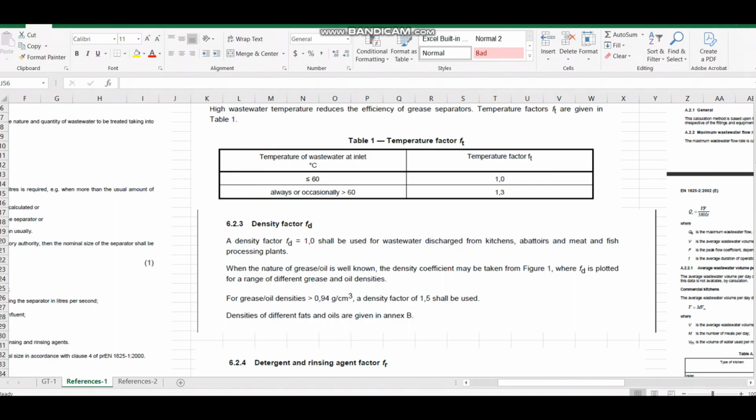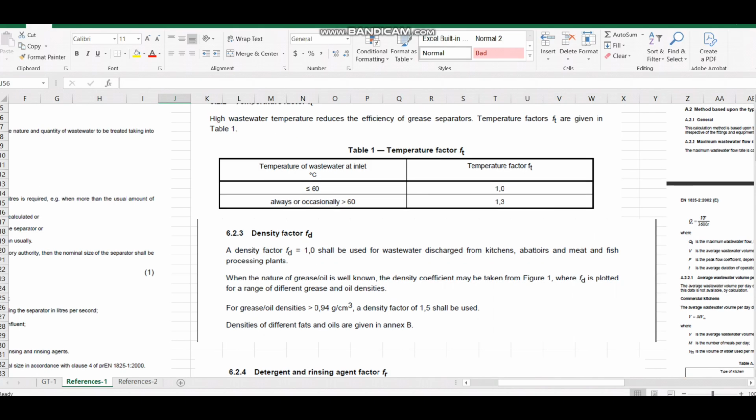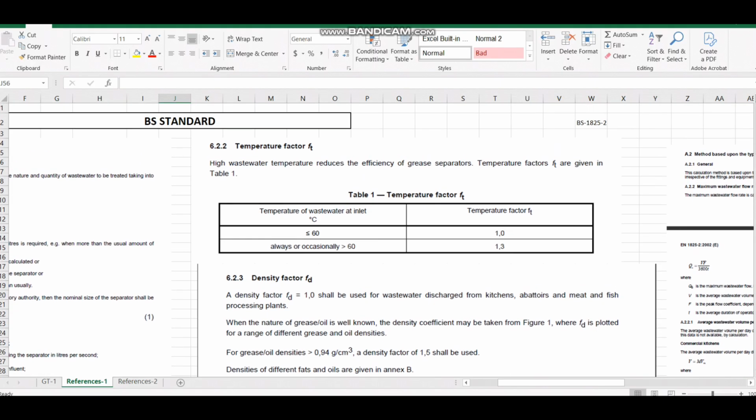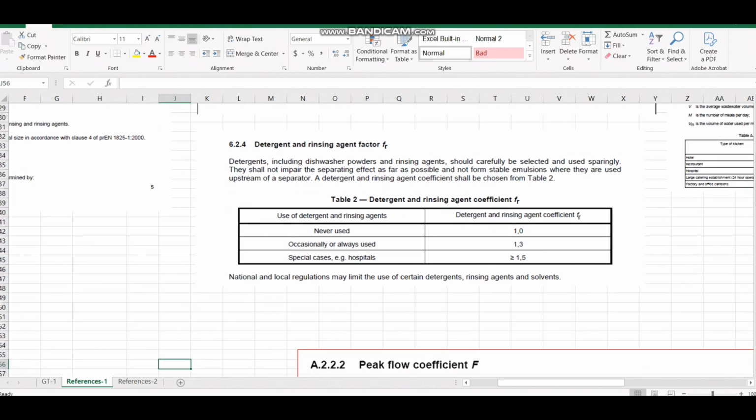So we have now one more factor to add here. That is the detergent and rinsing agent factor. So this is about the use of detergent and rinsing agent. We need to understand what this is. Detergents, including dishwasher powder, and rinsing agents should carefully be selected and used sparingly. They shall not impair the separating effect as far as possible.